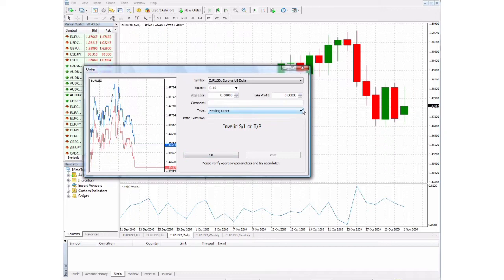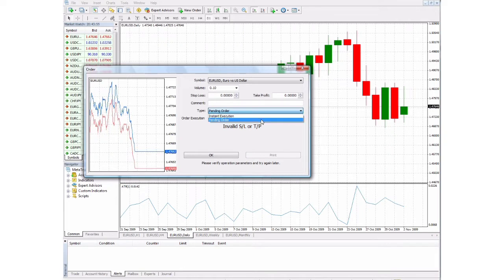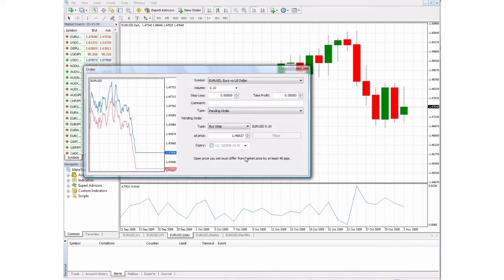What did it tell me? Invalid stop loss or take profit. I'm not trying to set a stop loss or take profit. Just want a buy stop. Open price you set must differ from market price by at least 40. This is a particular limitation of this platform, that you have to be so far away in order to do it. But the price is actually 40 pips away, so I don't understand what the problem is. Let's try that again. Make sure I've got my price right. There we go. Always double check your prices, right?